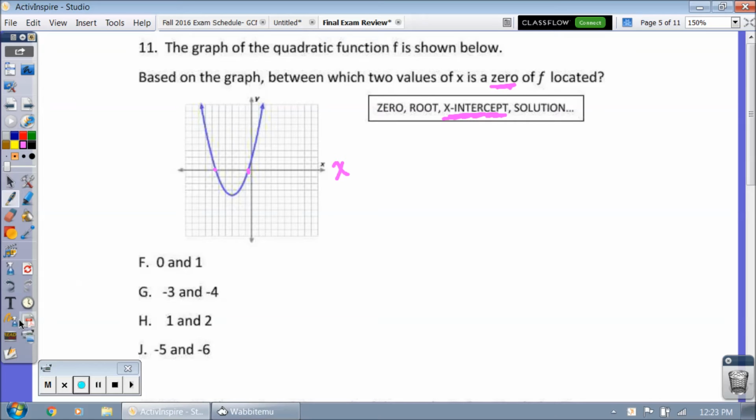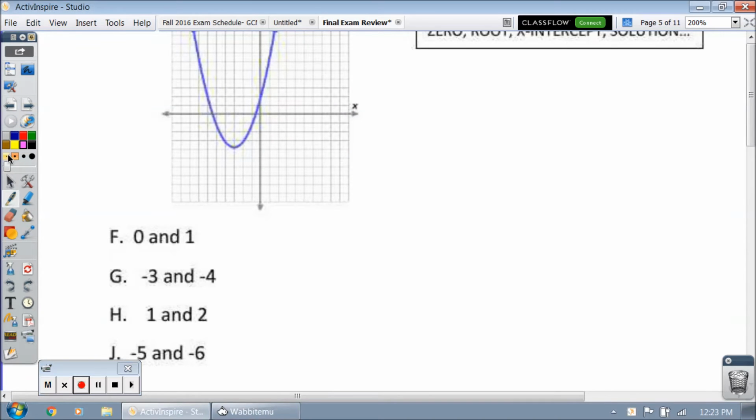So let's narrow it down. It looks like both of those are off the grid, so let's zoom in and take a look a little bit further. All right, so we're zoomed in. Here's our origin. It looks like this first x-intercept crosses at about -½, in other words, in between -1 and 0. And then it has one more little x-intercept over here. Let's count that: -1, 2, 3, 4, 5, 6. So it's in between -5 and -6.